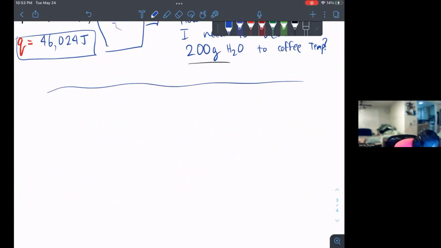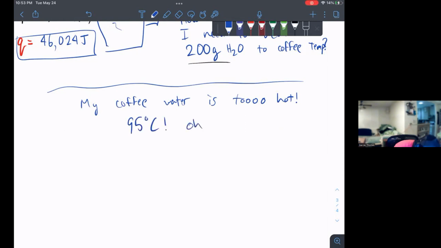So let's say I overshot. My coffee water is too hot. Turns out I put more energy in it than I needed to, and now it's 95 degrees Celsius. Oh no. I want to cool it down to 80 degrees Celsius. And guess what? I still have 200 grams of H2O of my water.